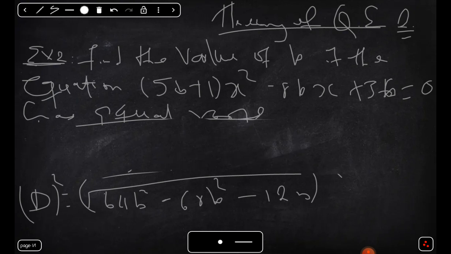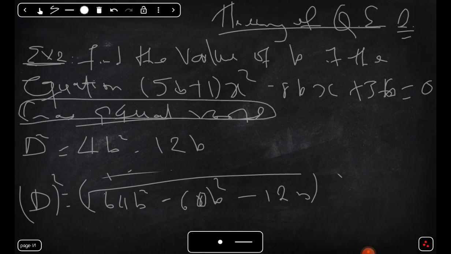After we've squared both sides, we obtain that our D squared is equal to 4b squared minus 12b, because 64b squared minus 60b squared leaves only 4b squared. Now for equal roots, we need to check, since we were told that they have equal roots.